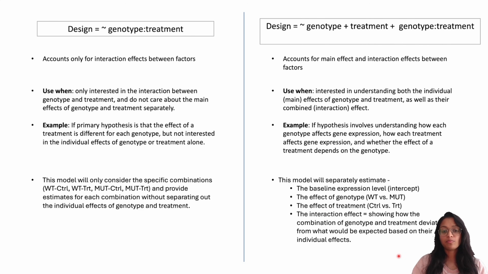And in this case, the model will separately estimate the baseline expression level, that is the intercept, the main effect of genotype, the main effect of treatment, and the interaction effect, showing how the combination of genotype and treatment deviates from what one could expect based on their individual effect.